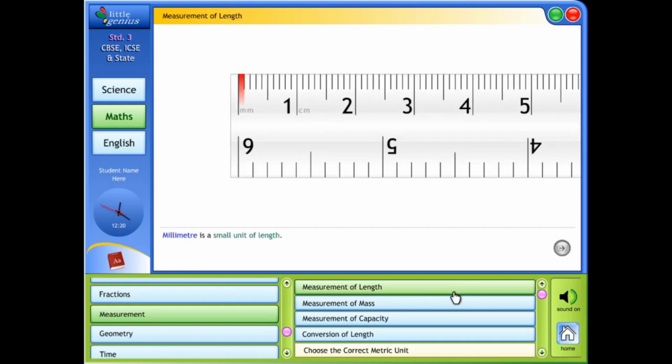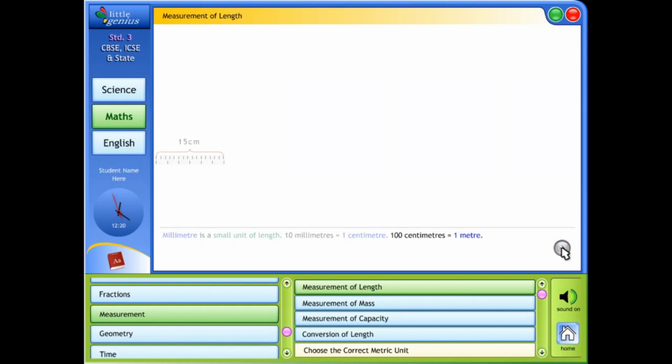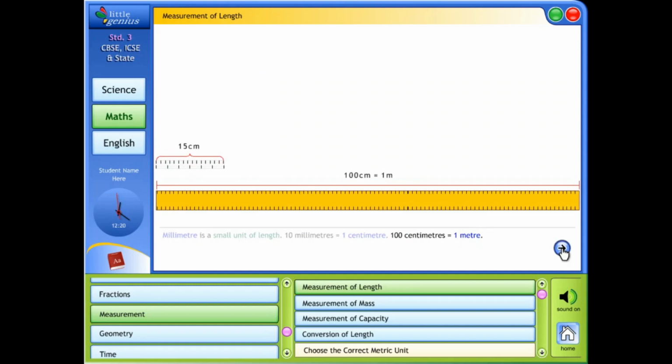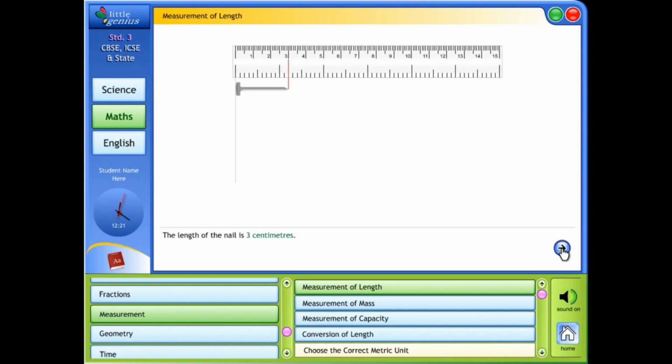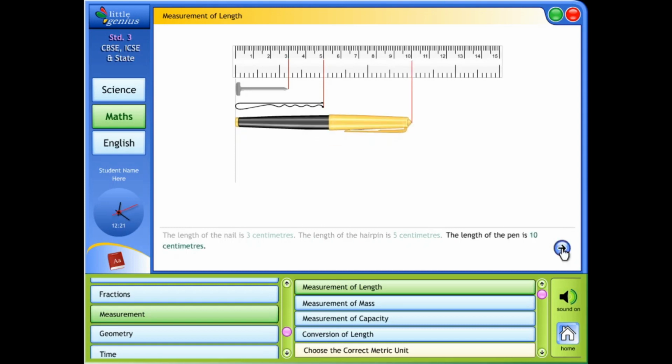Measurement of length. Millimeter is a small unit of length. 10 millimeters equals 1 centimeter. 100 centimeters equals 1 meter. The length of the nail is 3 centimeters. The length of the hairpin is 5 centimeters. The length of the pen is 10 centimeters.